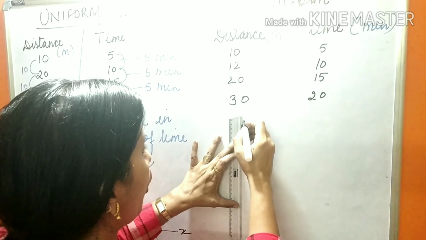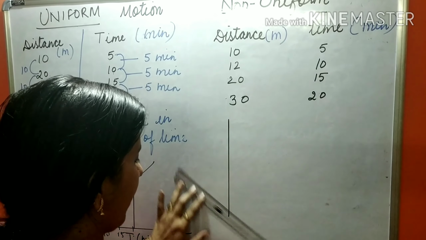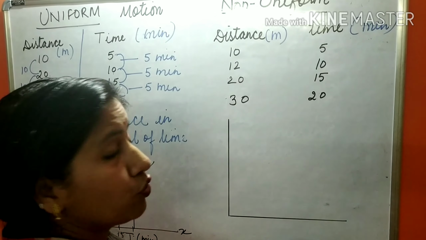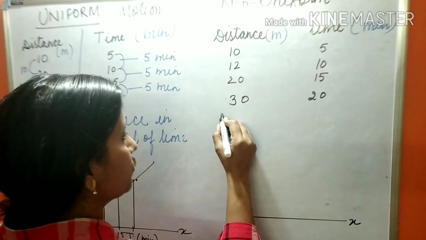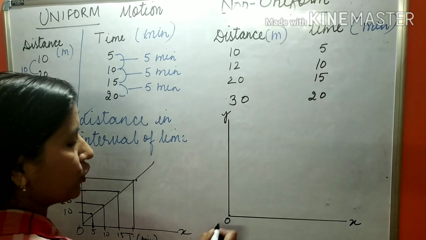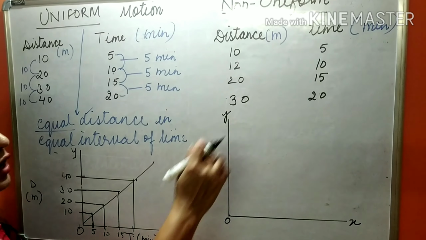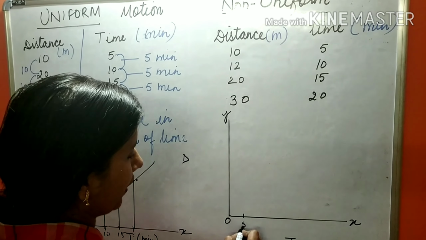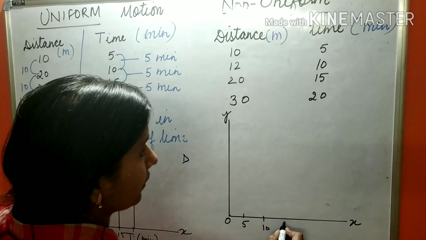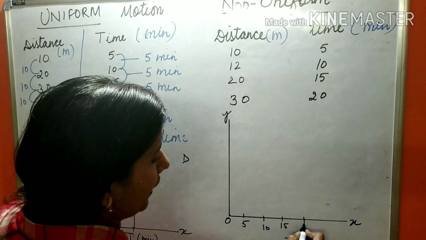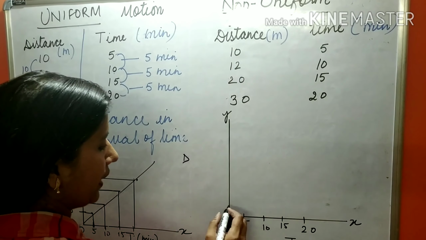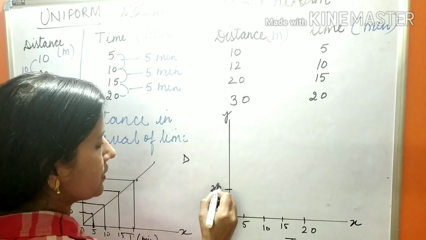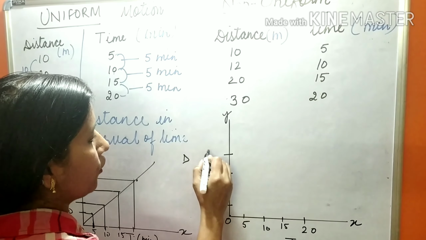Whereas when we come to non-uniform motion, let's make a graph for non-uniform motion. So again we are plotting a graph. You also make with me children x-axis, y-axis. Okay. This is a point of intersection O. Fine. Now let's put time here and distance here. So first time is 5, then it is 10, then it is 15 and last is 20. लेकिन स्केल हमने 10 मानी है तो 10, 20, 30, 40.